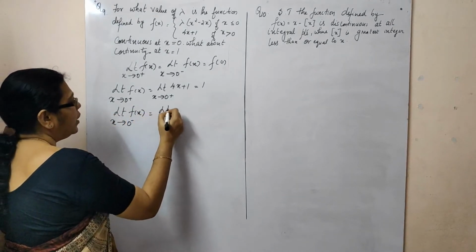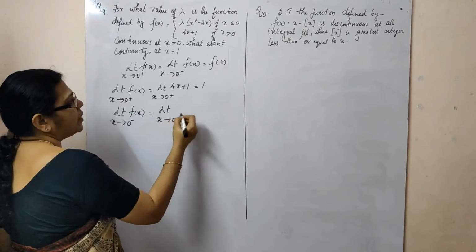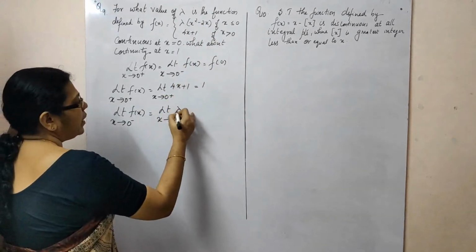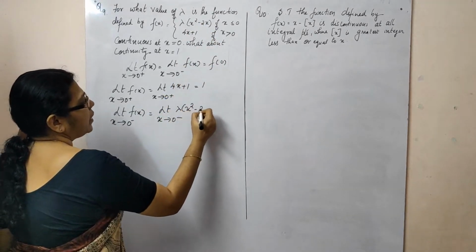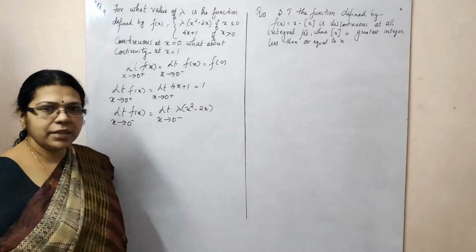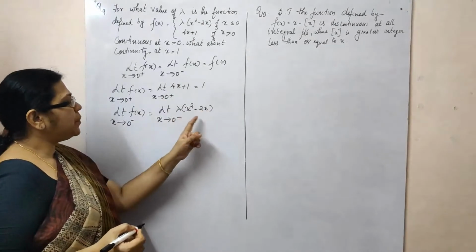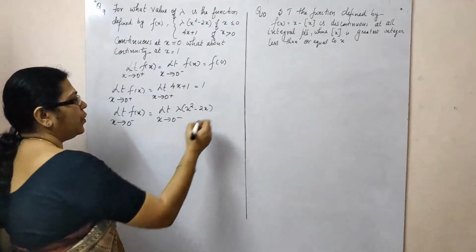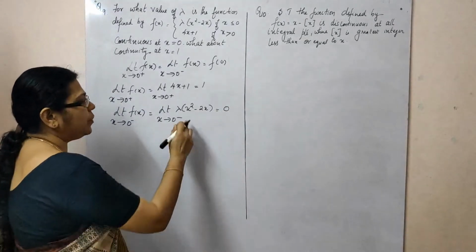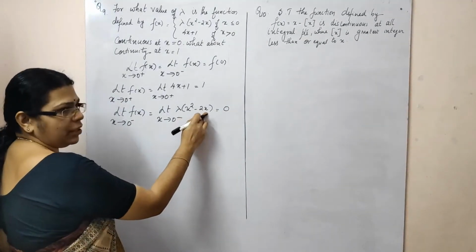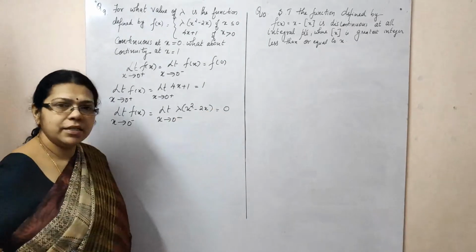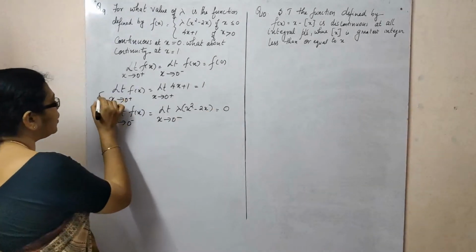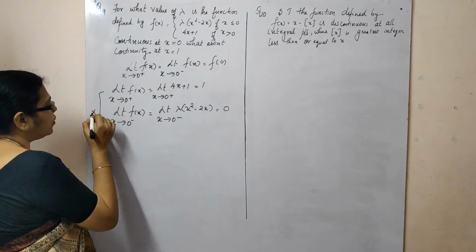This is equal to limit x tends to 0 minus. What is the value? Lambda into x square minus 2x. Isn't it? So, when I substitute for x is equal to 0, I get this value as 0, because 0 minus 0 is 0. 0 into lambda is 0. Now from these two cases, I get a contradiction.